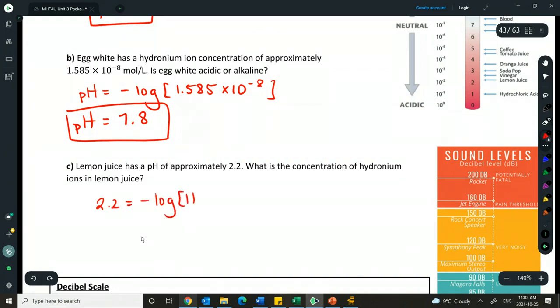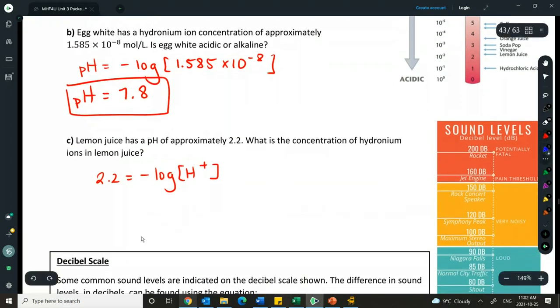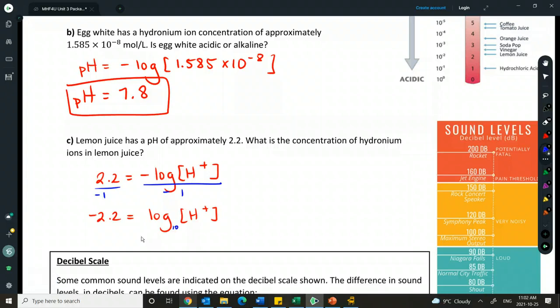And then our job is to isolate for the hydronium ion concentration. So before I switch this into exponential form, I'm actually going to divide out this negative. So it'll be negative 2.2 equals the log of the hydronium ion concentration. And this is base 10, right? So if this is base 10, how do I switch this into exponential form?